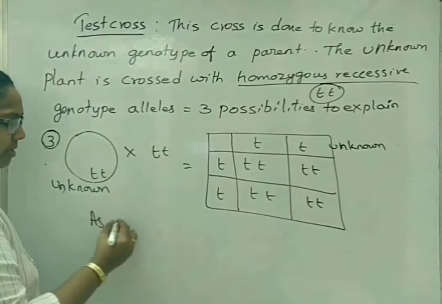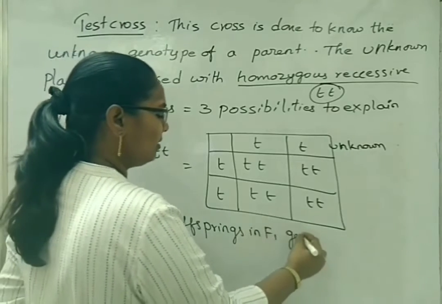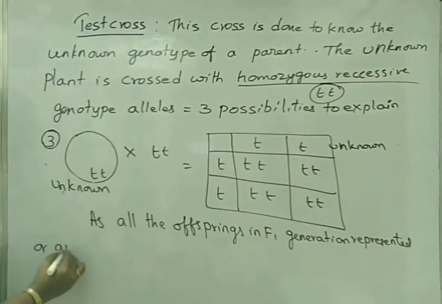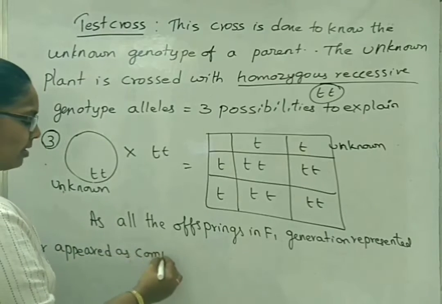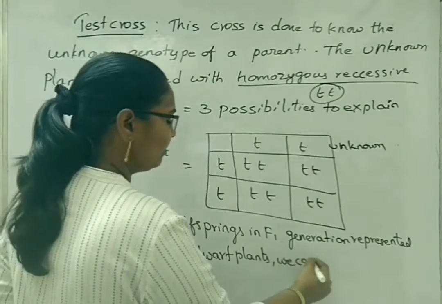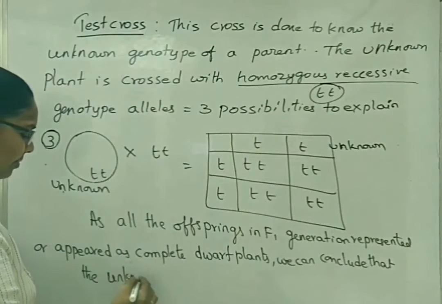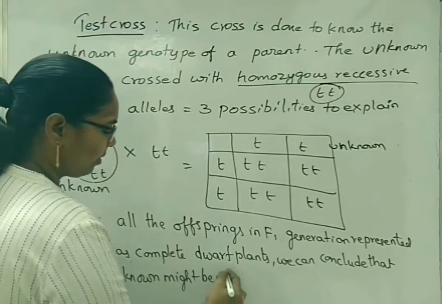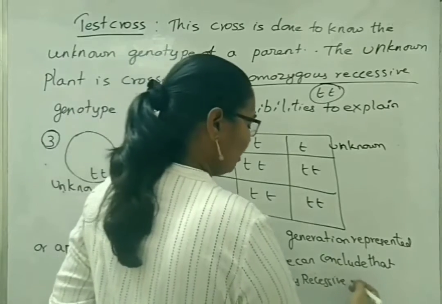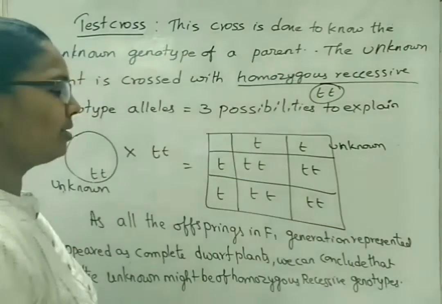Now, as all the offspring in the F1 generation appeared as complete dwarf plants, we can conclude that the unknown might be homozygous recessive, that is recessive genotypes.